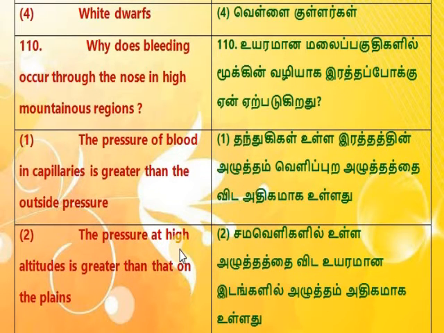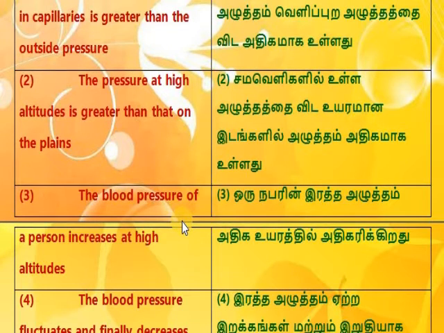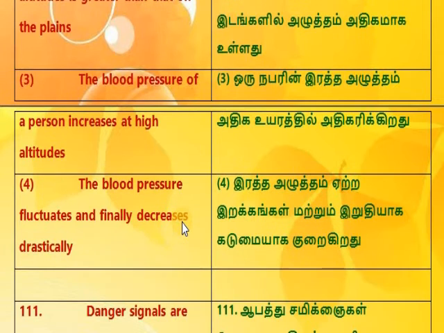110. Why does bleeding occur through the nose in high mountainous regions? 1. The pressure of blood in capillaries is greater than the outside pressure, 2. The pressure at high altitudes is greater than that on the plains, 3. The blood pressure of a person increases at high altitudes, 4. The blood pressure fluctuates and finally decreases drastically.